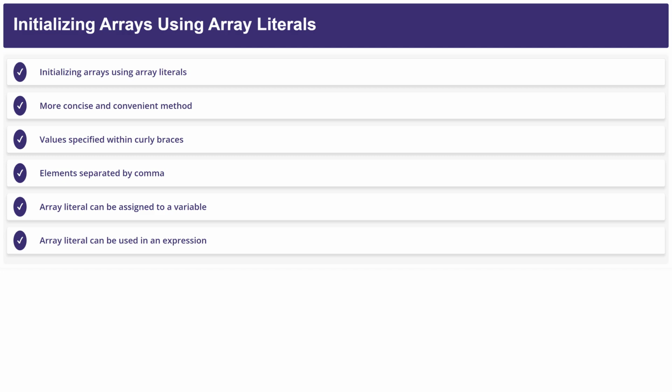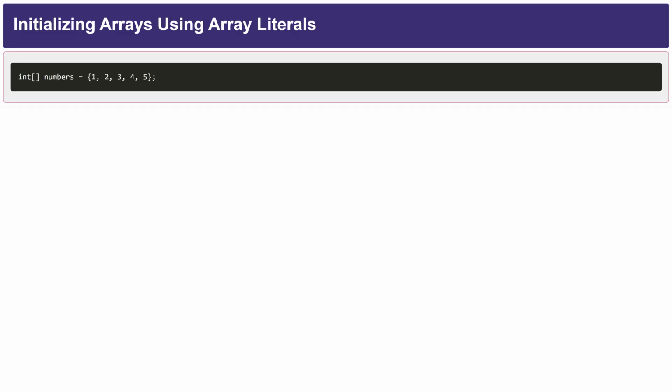You can specify the values of the array elements within curly braces, with each element separated by a comma. The array literal can be assigned to a variable of array type or used directly as part of an expression. For example, int[] numbers = {1, 2, 3, 4, 5}. This program initializes an integer array called numbers with the values 1, 2, 3, 4, and 5.